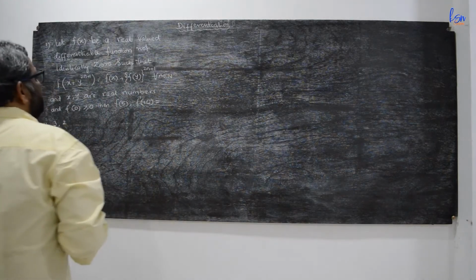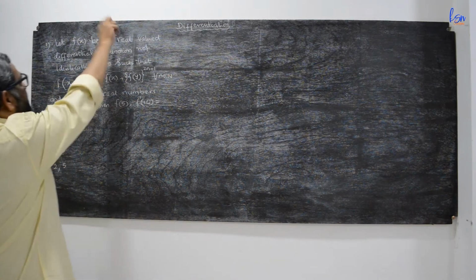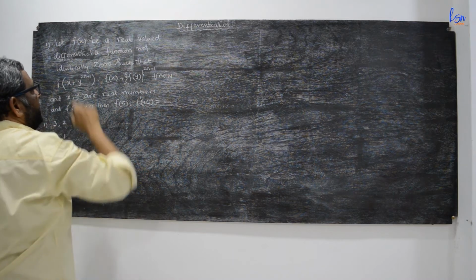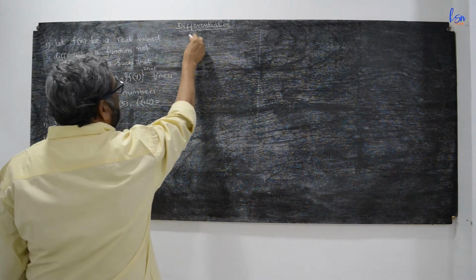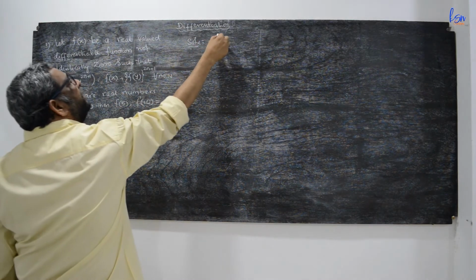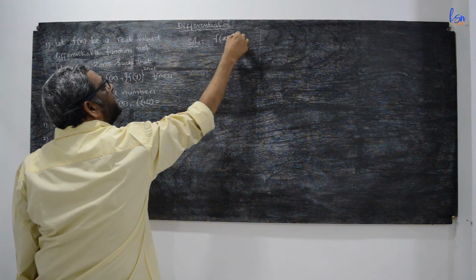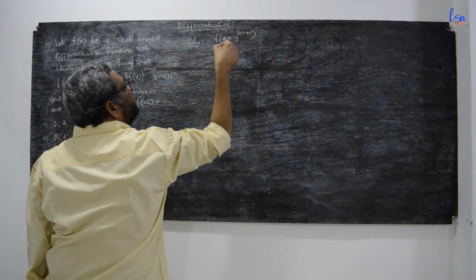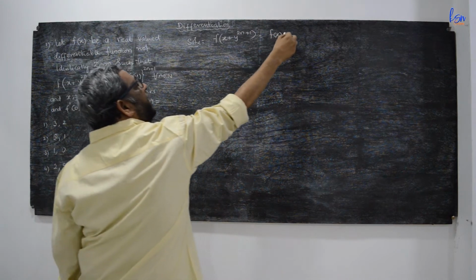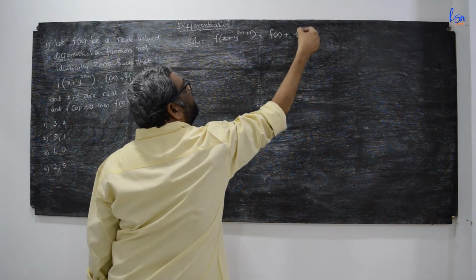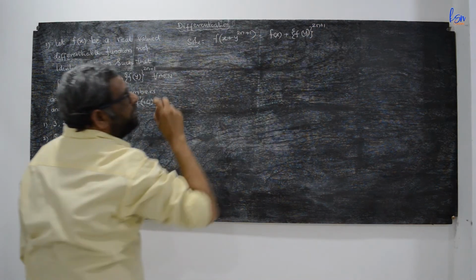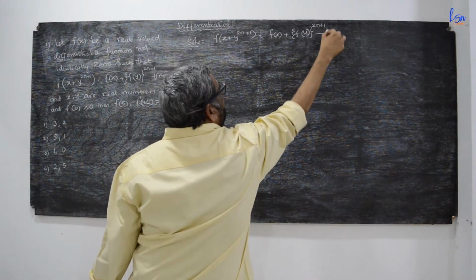So this is a problem based on the functional equations. It is given that f(x) is a real valued differentiable function not identically 0. Now here we will discuss the solution. We will consider the equation given, f((x + y)^(2n+1)) is equal to (f(x) + f(y))^(2n+1). Let us call this equation 1.